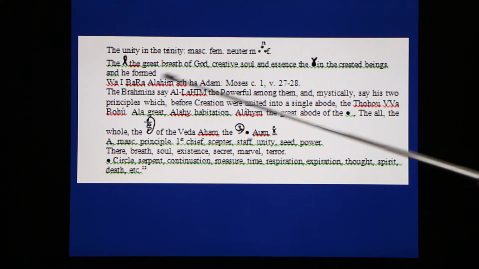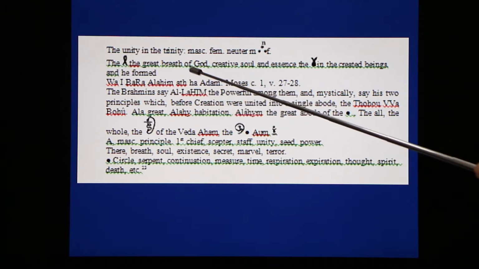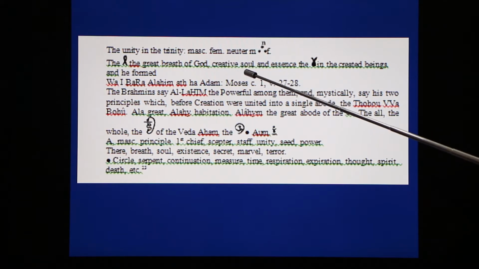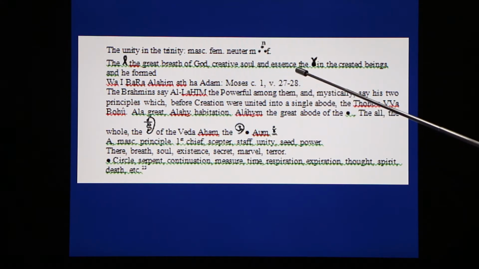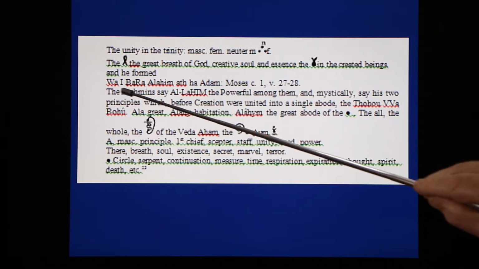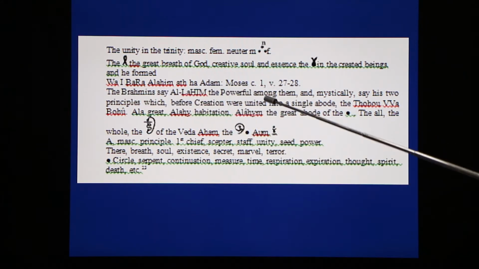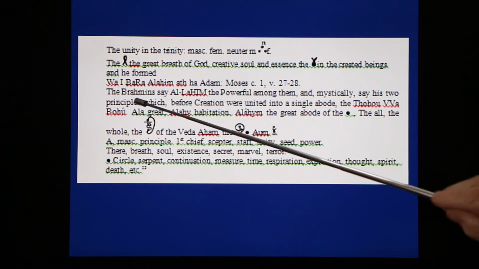The upward figure, the great breath of God, creative soul, and essence, in the created being, so breath and essence, and he formed. Wa ibara alahim athahadam, Moses chapter 1, verses 27 to 20.